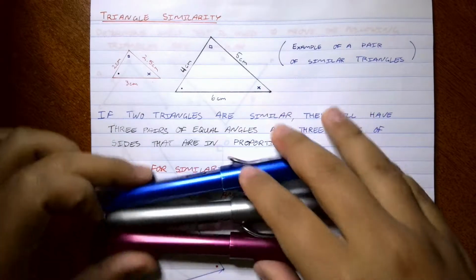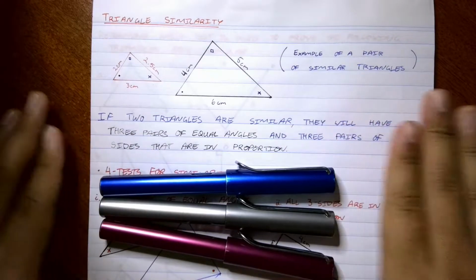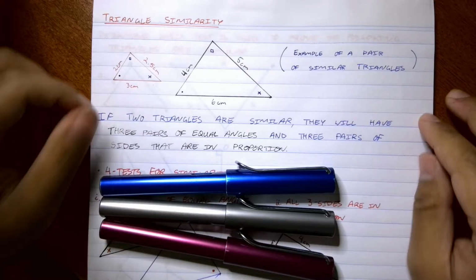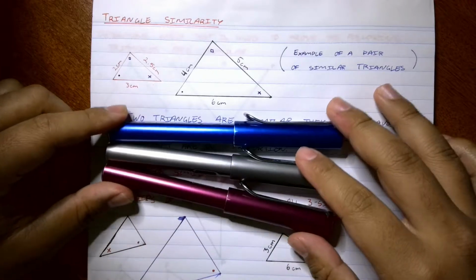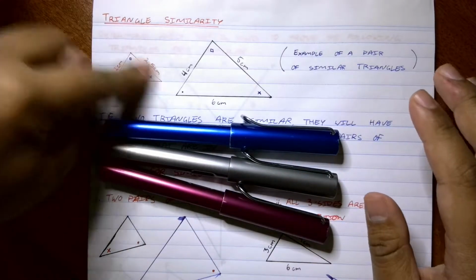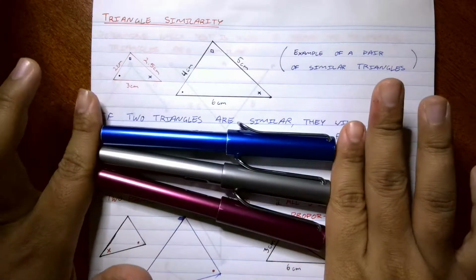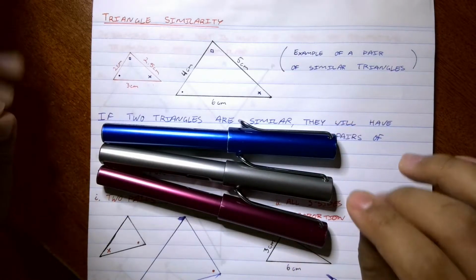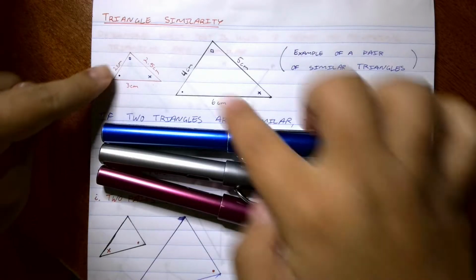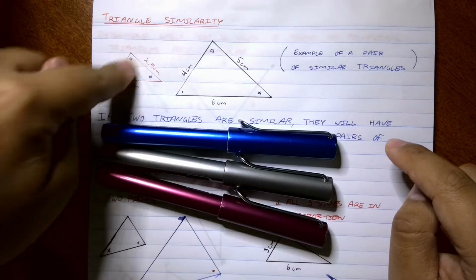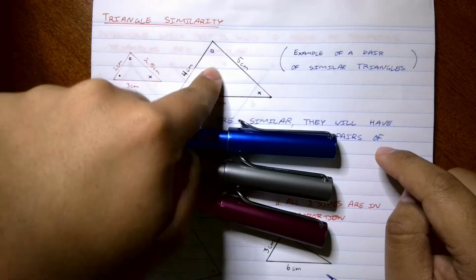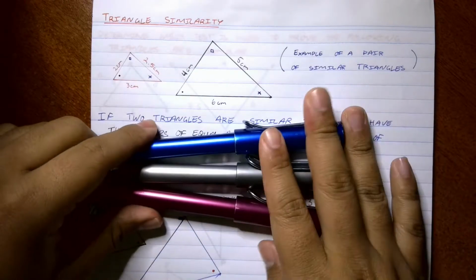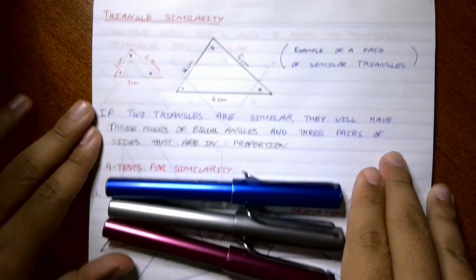So I've drawn here a good illustration to get our idea of what similar triangles are. The best way to think of it is to notice how these two triangles have the exact same shape but are not identical, meaning the proportions of all these sides are similar to this one. So the shape is all the same, but they are not congruent.